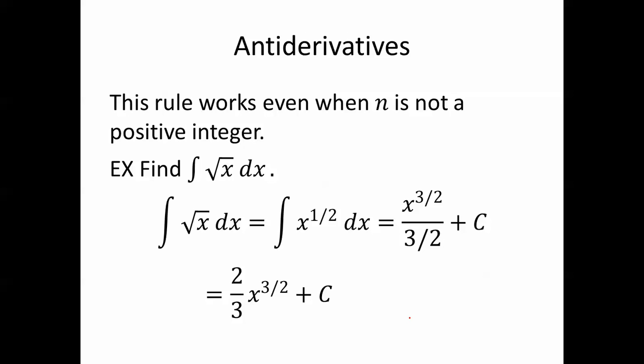This rule works even when n is not a positive integer. So for example, find the integral of square root x dx. Well, square root x dx, that's just x to the 1/2 dx. In other words, it's x to the 3/2 over 3/2 plus c, and dividing by 3/2 is the same thing as multiplying by 2/3. So we get 2/3 x to the 3/2 plus c.